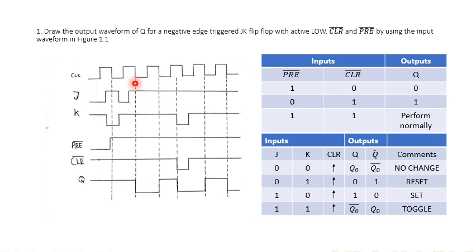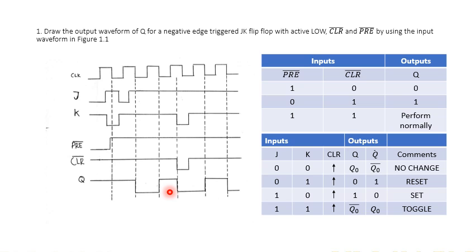Then at clock 2, both J and K are equal to 1. By referring to this truth table, if J and K are equal to 1, it will toggle. So what is toggle? Toggle is when the value will be the opposite of the previous value. So if the previous value is 1, it will be 0. It will continue until clock 3.